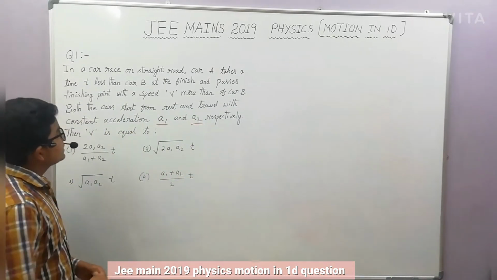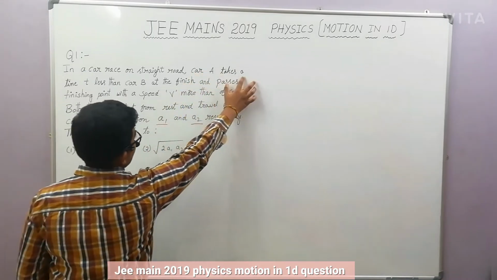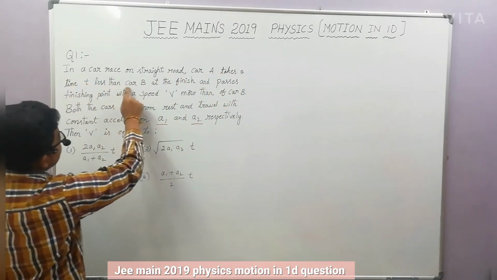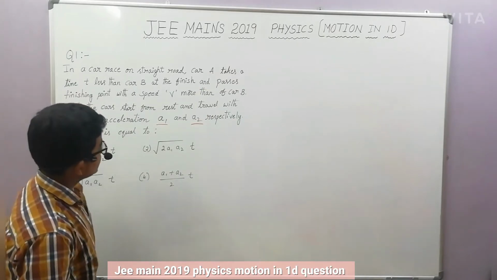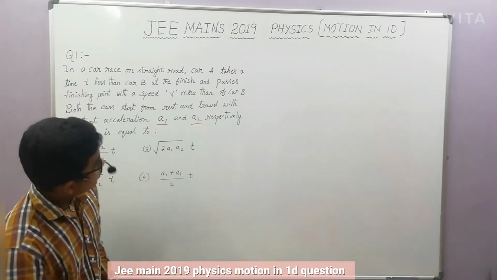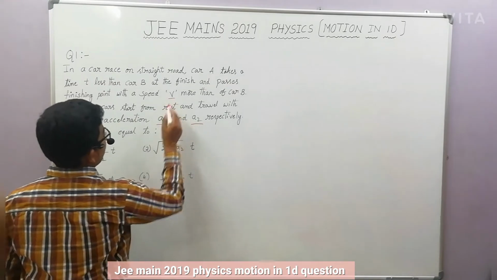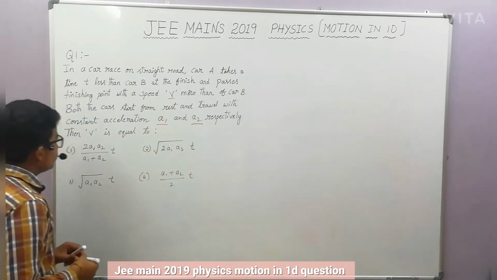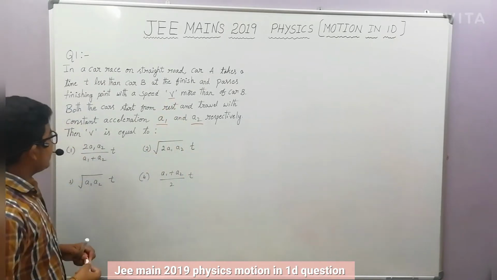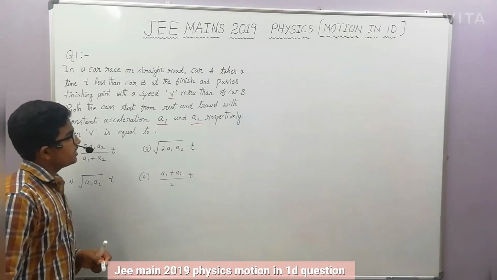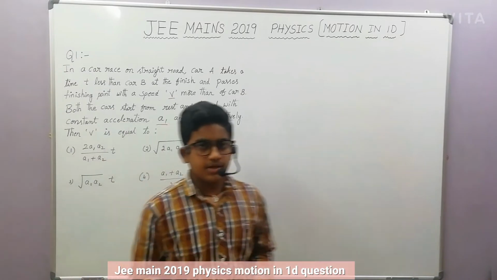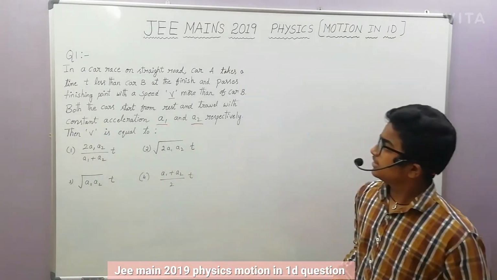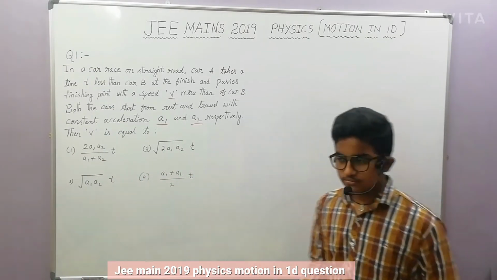In a car race on a straight road, car A takes time t less than car B at the finish and passes the finishing point with a speed v more than that of car B. Both the cars start from rest and travel with constant acceleration a1 and a2 respectively. Then v is equal to. Yeah, that's an easy question. Come on, let's solve this.